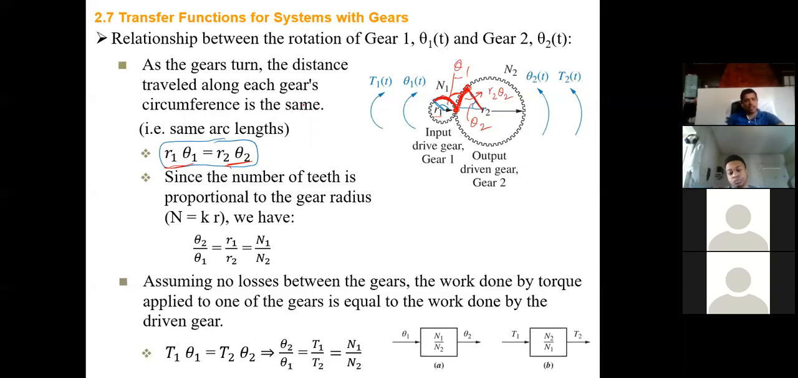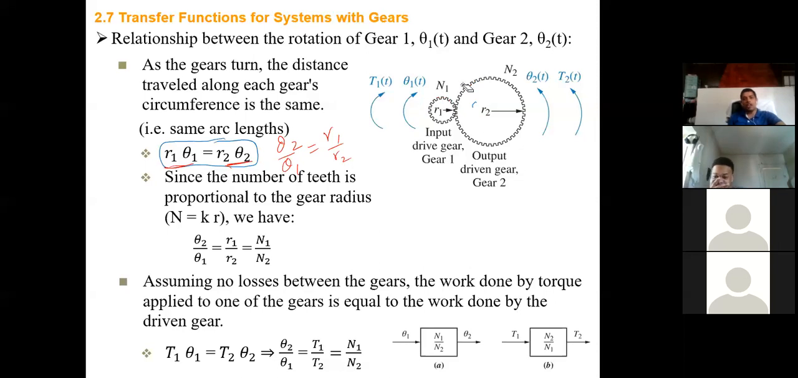So can I write this as theta 2 over theta 1 equals R1 over R2? Now, also the number of teeth here. What do I mean by teeth? These teeth here, let's say there are 50 teeth, and here, let's say there are 10 teeth. This is just a guess.